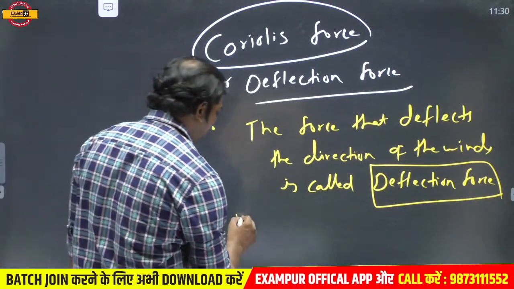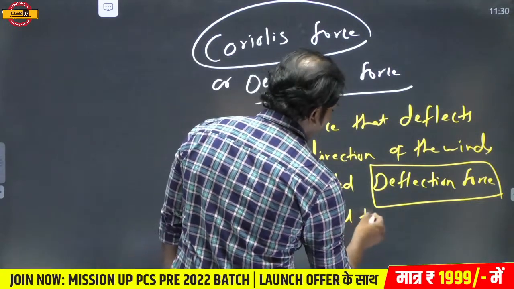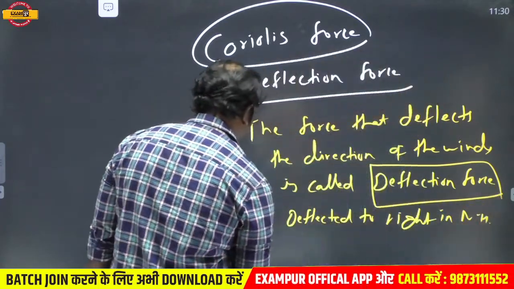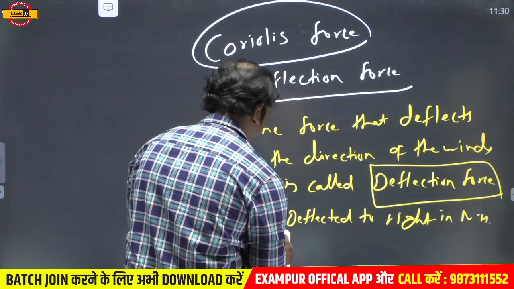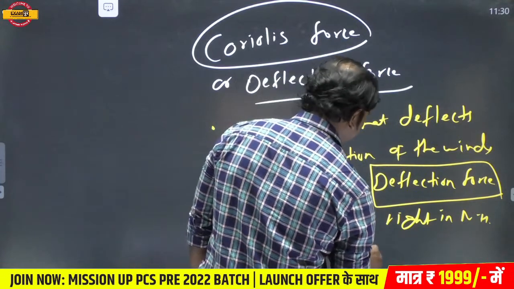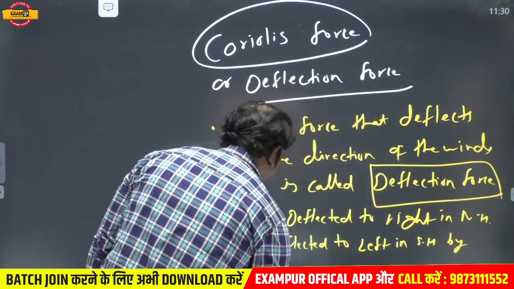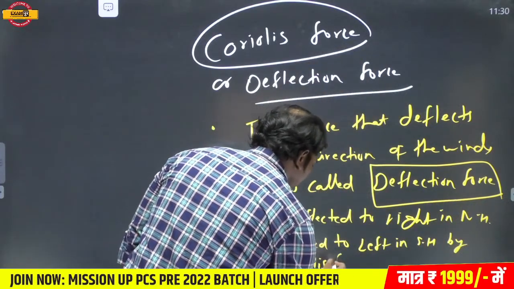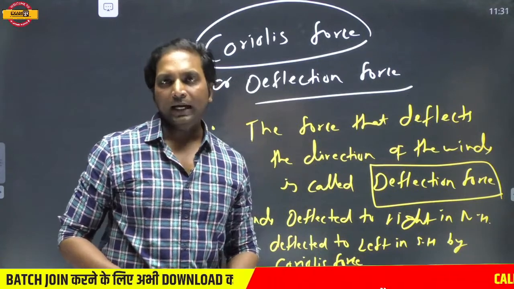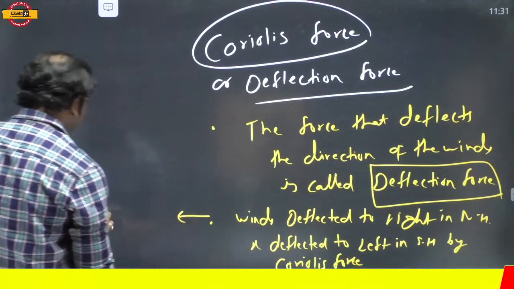Winds deflected to the right in the northern hemisphere and deflected to the left in the southern hemisphere by Coriolis force. It was given by Ferrel, and so it is also referred to as Ferrel's law. This is Ferrel's law also.